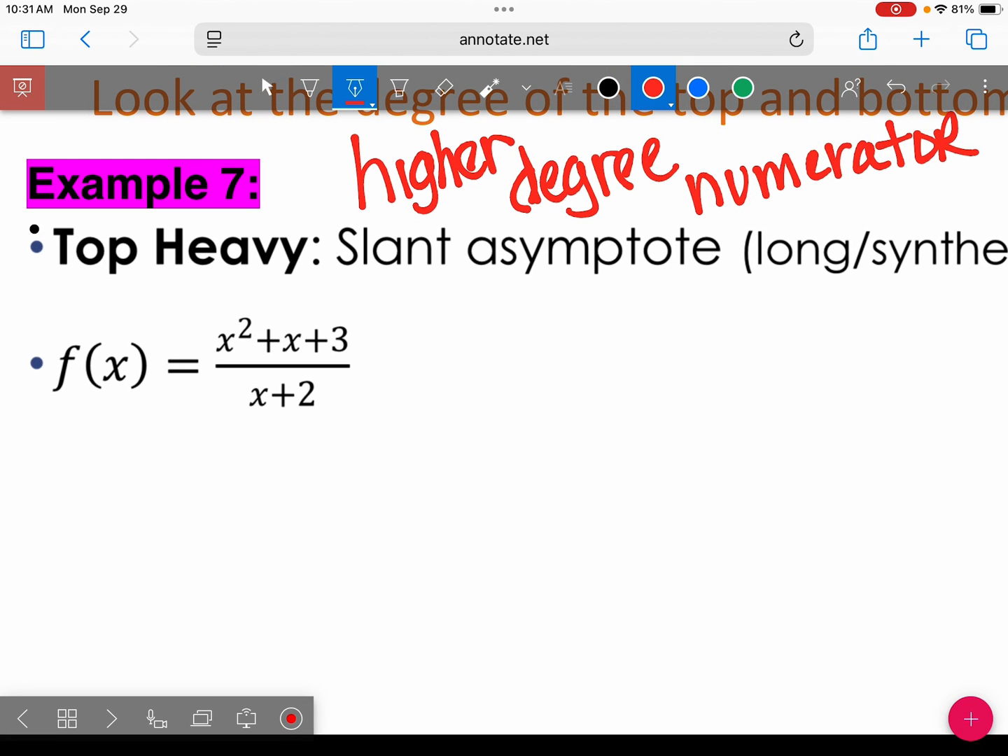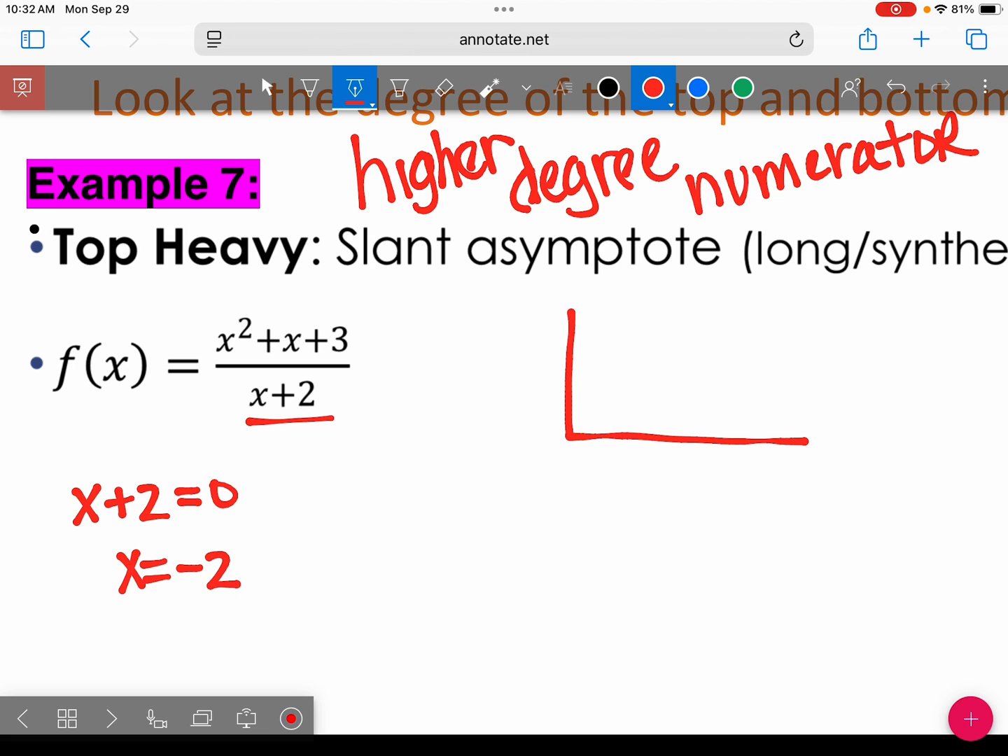And the steps to synthetic division will be, you're going to look at and determine where is your vertical asymptote. Remember, your denominator determines your vertical asymptote. So I'm going to take that x plus 2, set that equal to 0, and I get x equals -2. That is the number that I'm putting on the outside here. And then I'm going to look at my numerator and only write the coefficients. So that would be a 1, a 1, 1, 1, and 3.